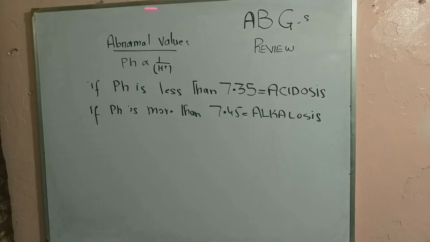Talking about the abnormal values, pH is an inverse log of the hydrogen ion. When the pH is less than 7.35, we call it acidosis. That means pH is low and hydrogen ion is more. But if the pH is more than 7.45, that means hydrogen ion is less in the body, and we call it alkalosis, and pH is more because it is an inverse log.